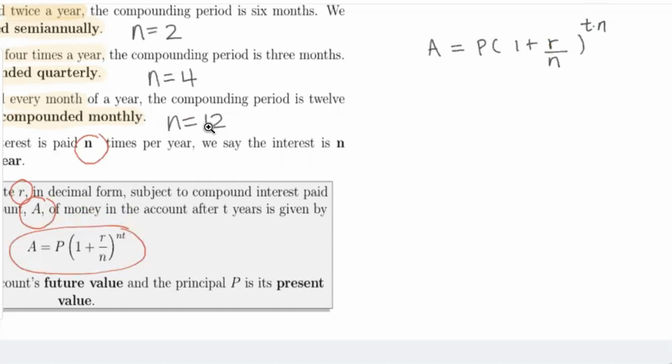And how do I know which is which? We write it as P, A, R, N, T, and we substitute all these values. Do you understand this? So let's practice. Compound interest. Let's have an example.